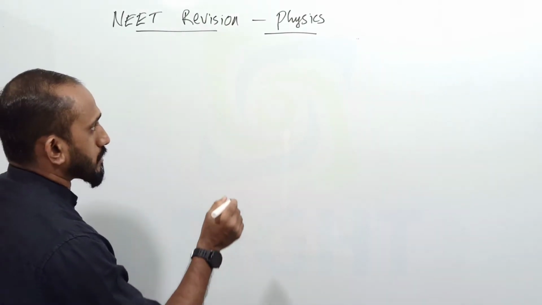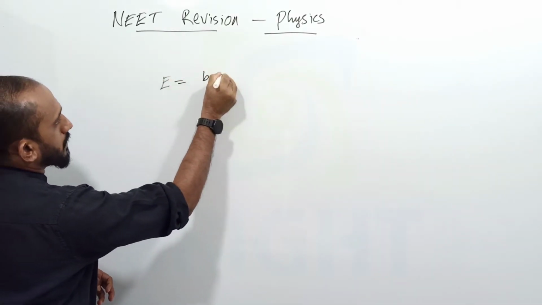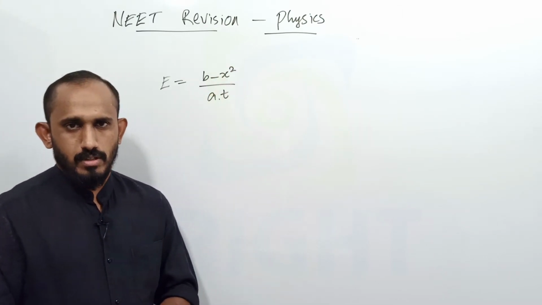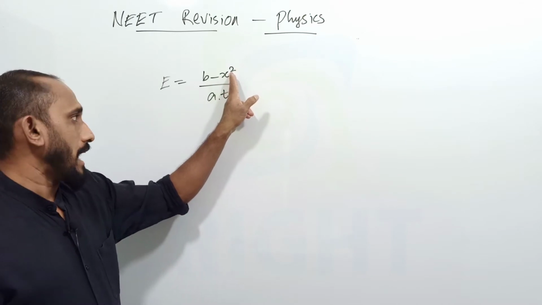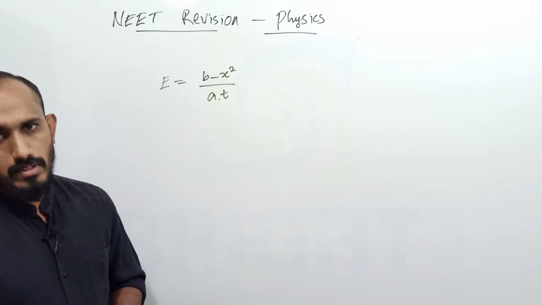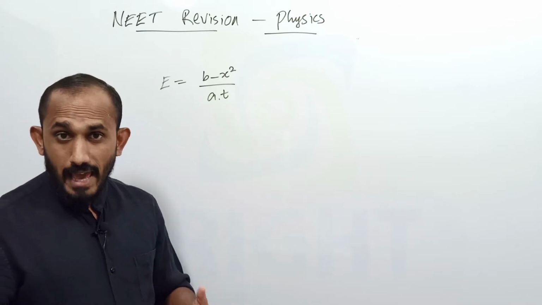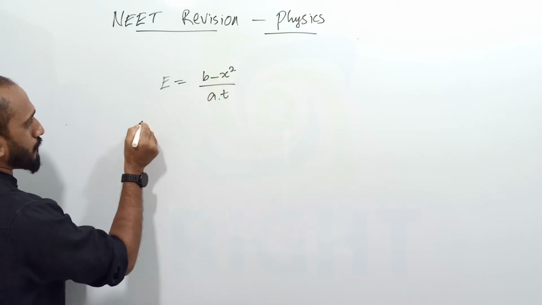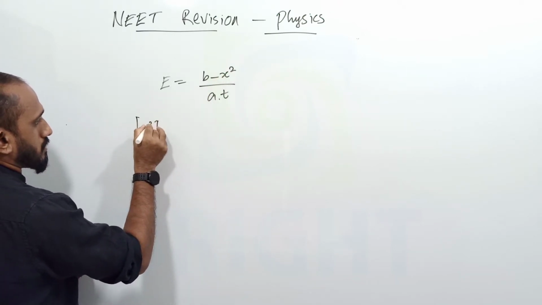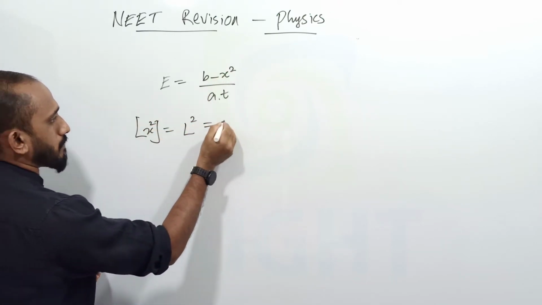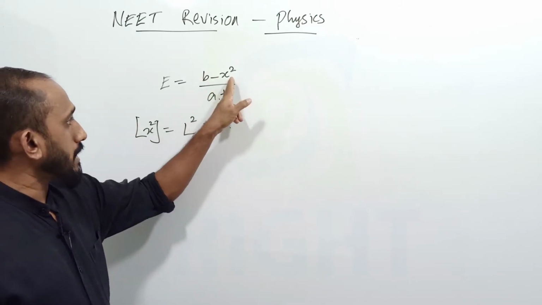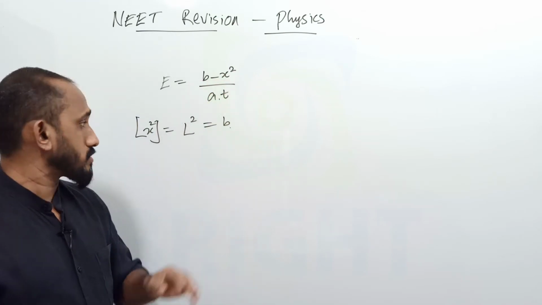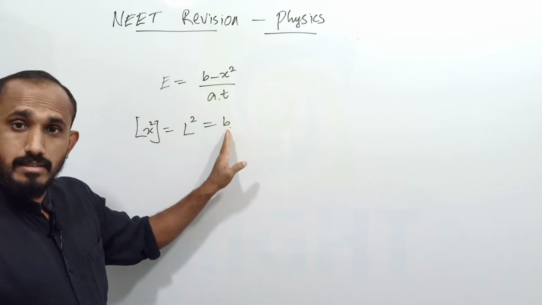So here we have the question: E is equal to B minus x square by A into t is the equation given for us. Now it's given x is in distance, length L, and t is in time, so it's in meters and in seconds. That means x has the dimension of length square. So dimension of x square is equal to L square. The same will be for B also, because B minus x square is a subtraction term. Both will have the same dimensions. So the dimension of x square and B is the same.